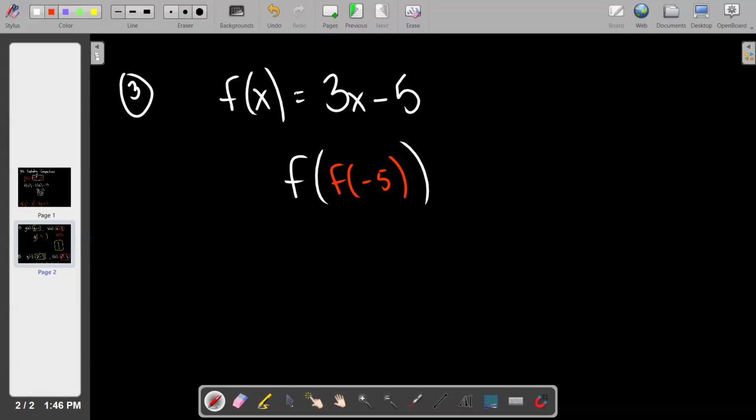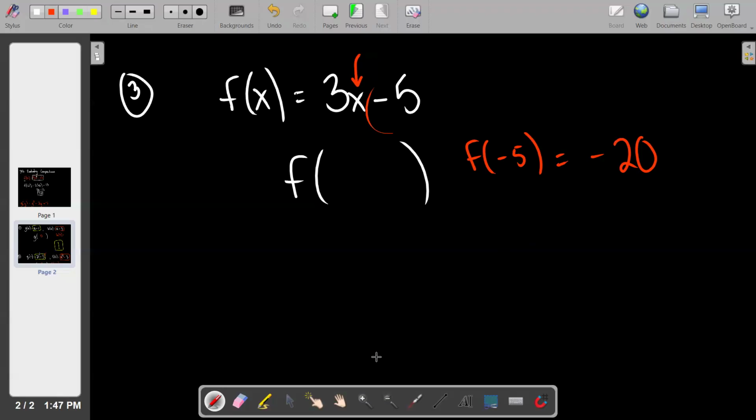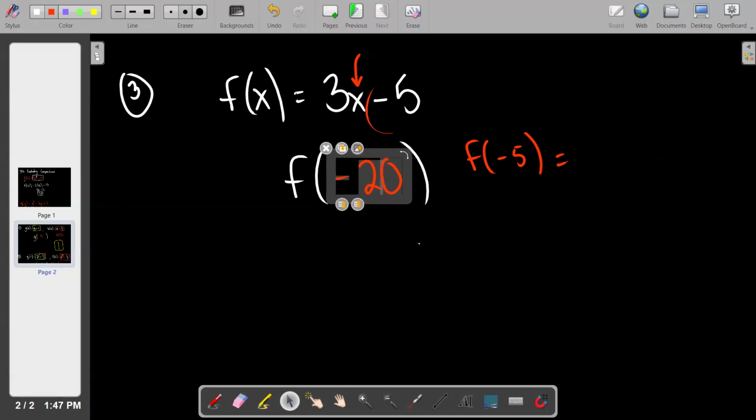The first math problem is f of -5. So I'm going to take that over here, and put -5 right where the cute little red arrow is pointing. Step 1. What is 3 times -5? And what is -15 minus 5? -20 is the answer to the first half. The answer to the first half becomes the input for the second half.